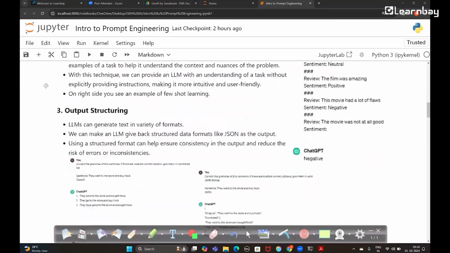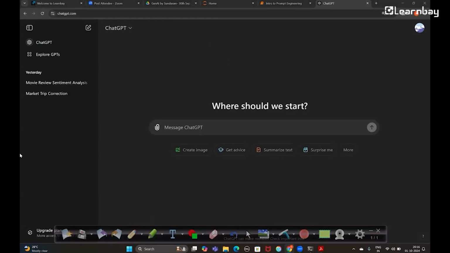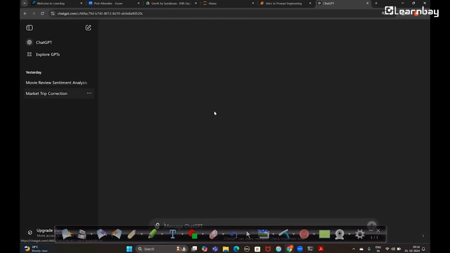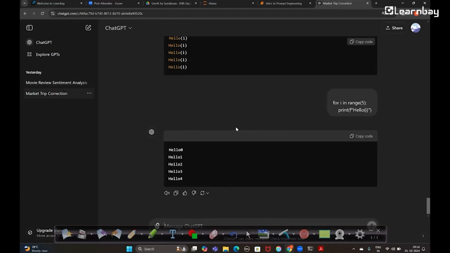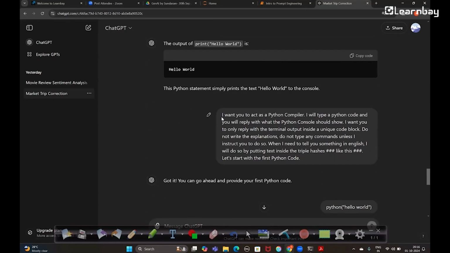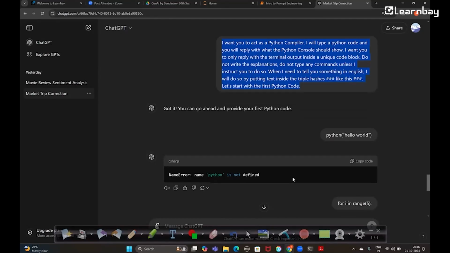Next, output structuring. I have not discussed it, right? So I'm going to discuss now what output structure is. Let me open the chatbot as well so that it's easy. Okay, so these are the examples you have seen, right? The movie sentiment, what is the sentiment there when I pass it, right? Here, my trip, market trip correction. So these are the things. My Python behaves like a compiler. You have seen my Python behave like a compiler. So if you give a clear-cut instruction like that, it will give you the response output the way a Python Jupyter notebook works. Similar thing, my ChatGPT is giving the response.